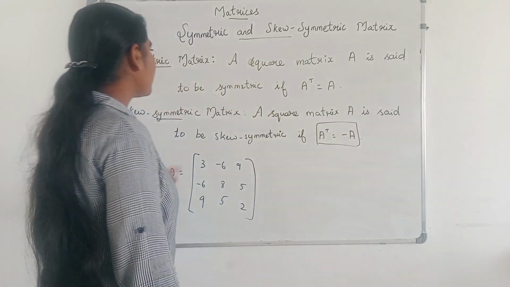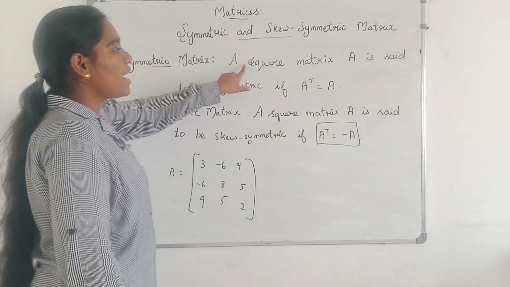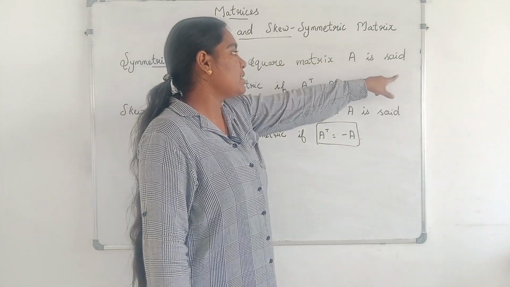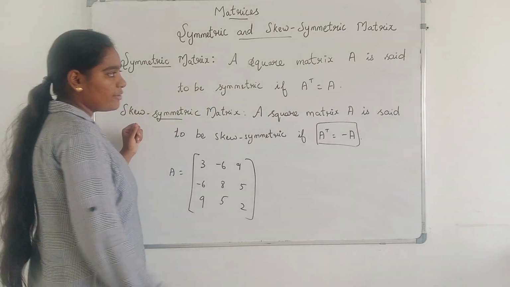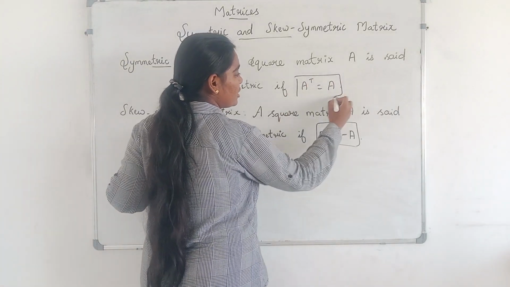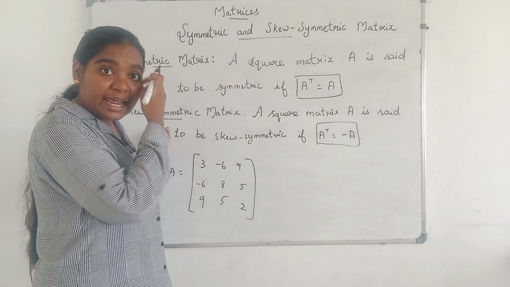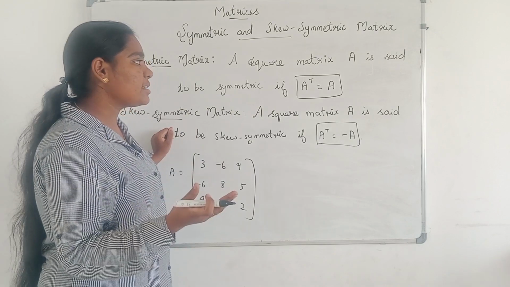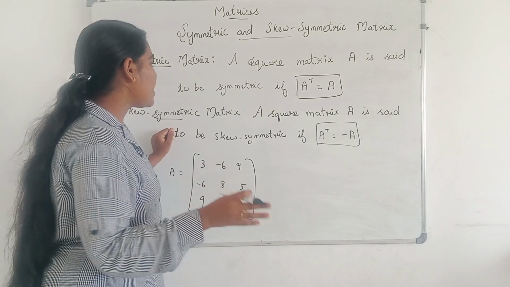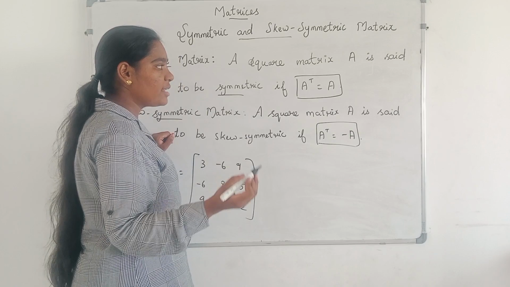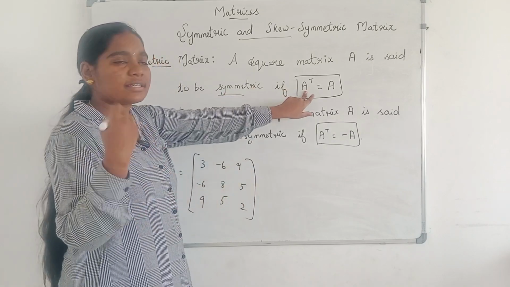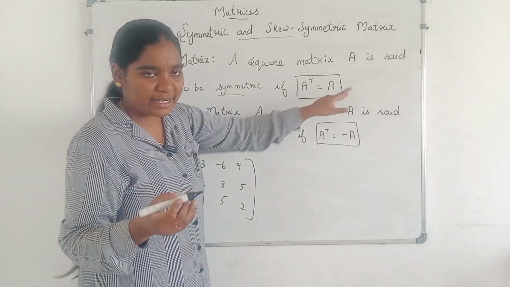So, symmetric matrix: a square matrix A is said to be symmetric if A transpose equal to A. So, if you are taking a square matrix and if the square matrix is symmetric, then that matrix transpose equal to the original matrix.